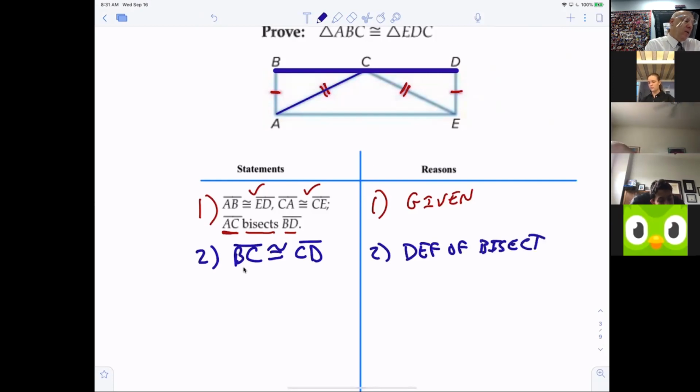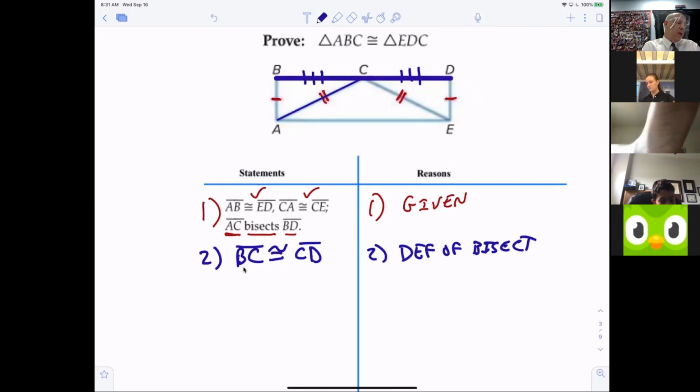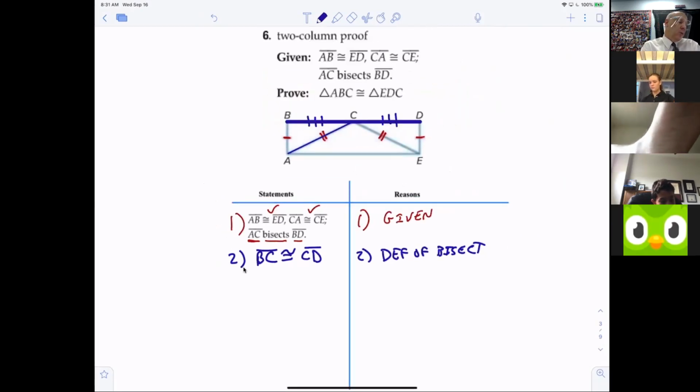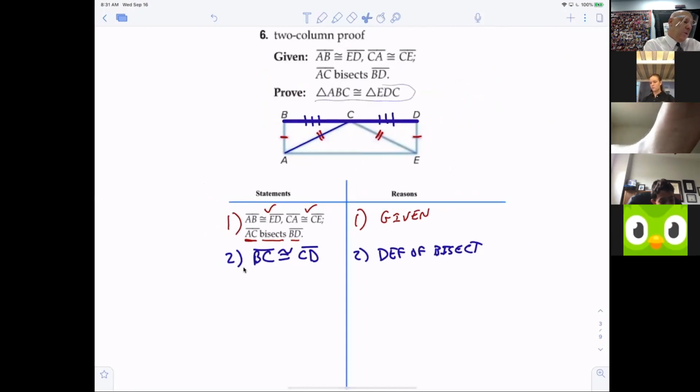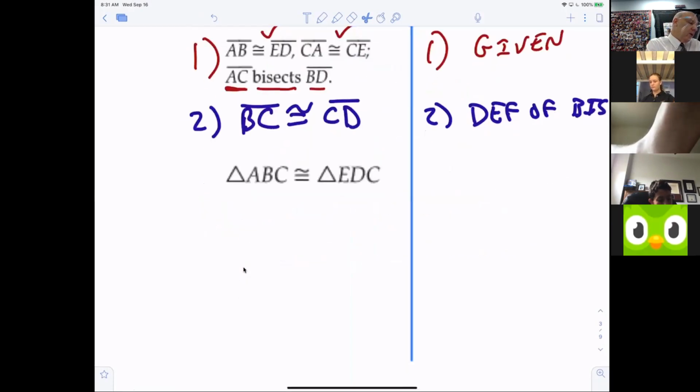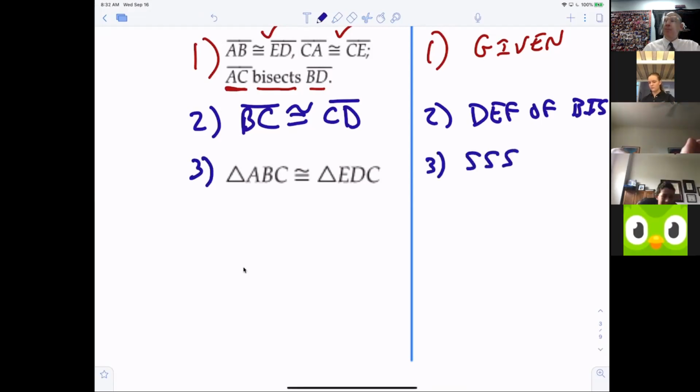Now I mark the figure. 3 tick marks. Come on, that was easy. So now, what is true? There you go. Told you, easy, simple. So triangle ABC is congruent to triangle EDC. Again, why? Yes, we have side, side, side.